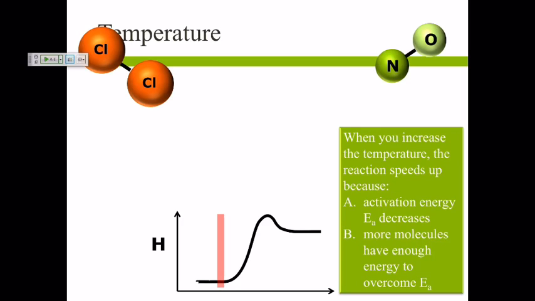So then what has an effect on activation energy? Well, a catalyst. If we add a catalyst, an enzyme is a form of a catalyst, then how does that change the activation energy?